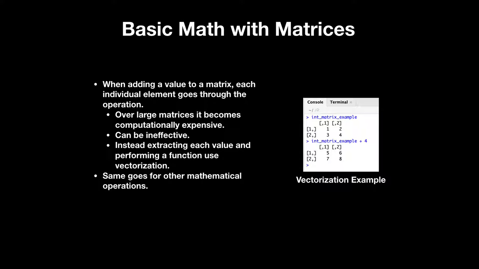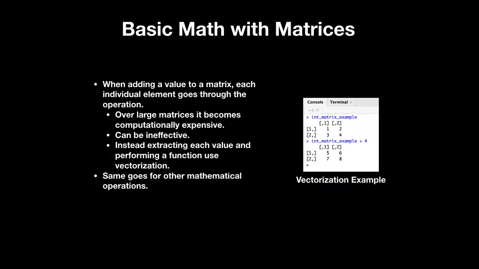When adding a value to a matrix, each individual element goes through the operation. So by element, I mean the values within the matrix. Over large matrices, it becomes computationally expensive. It can certainly be ineffective. So instead of extracting each value and performing a function, we can use something called vectorization. So the same goes for other mathematical values.